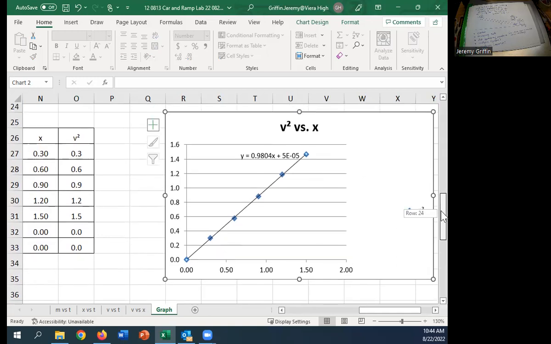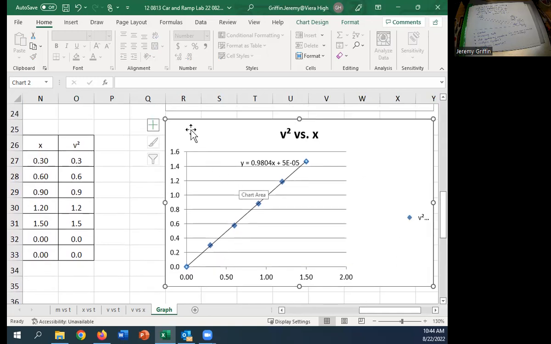Let's think, what would the units for that slope be? If you have meters squared per second squared on the vertical, and you have just plain meters on the horizontal, what is rise over run? What is meters squared per second squared divided by meters? That's also meters per second squared, isn't it? Which is like an acceleration type unit.